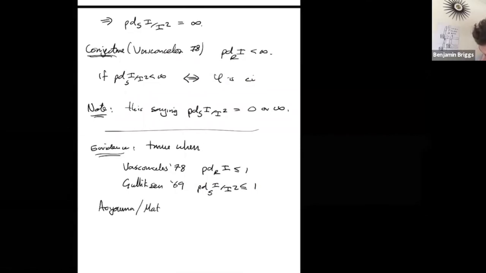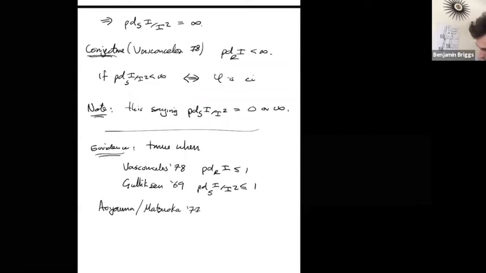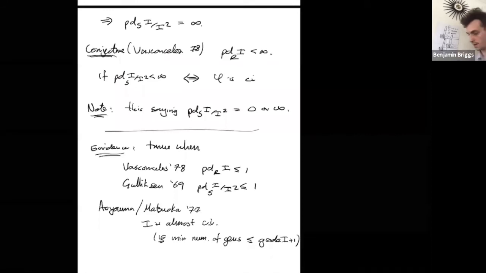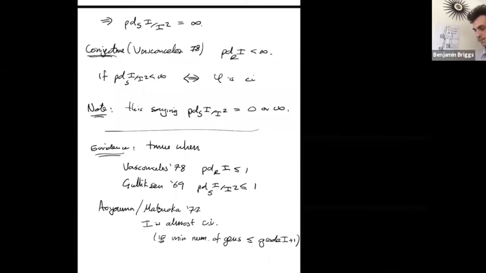These two mathematicians, Aoyama and Matsuoka, proved as well in 1977 that it's true when this ideal I is not a complete intersection, but an almost complete intersection, which means that the minimal number of generators of I is less than or equal to the grade of I plus 1. When the grade is equal to the minimal number of generators, that's equivalent to having a convenient section. The grade of an ideal is the maximal length of a regular sequence contained in that ideal, and almost complete intersection is where you're at most one off from being that.